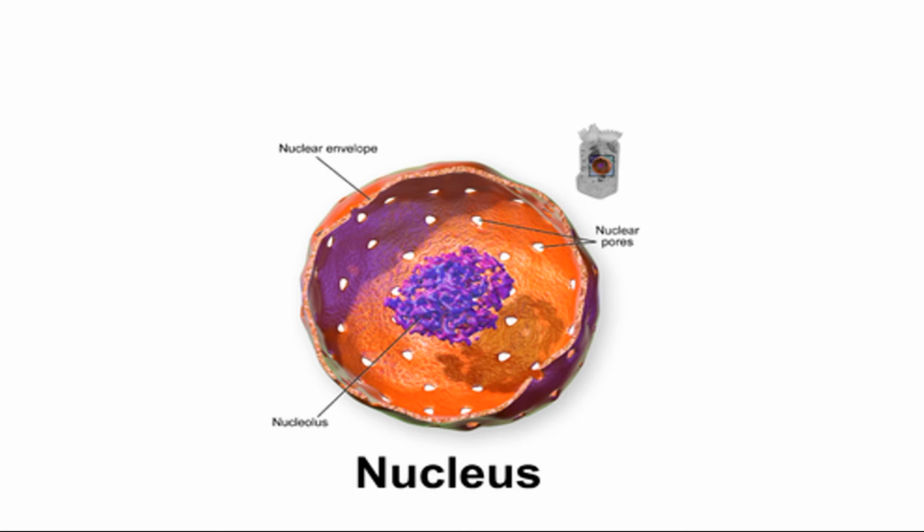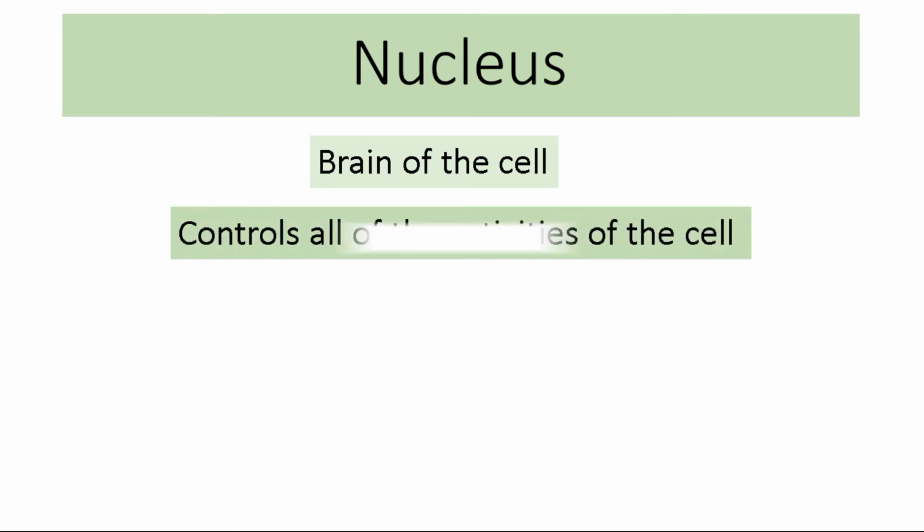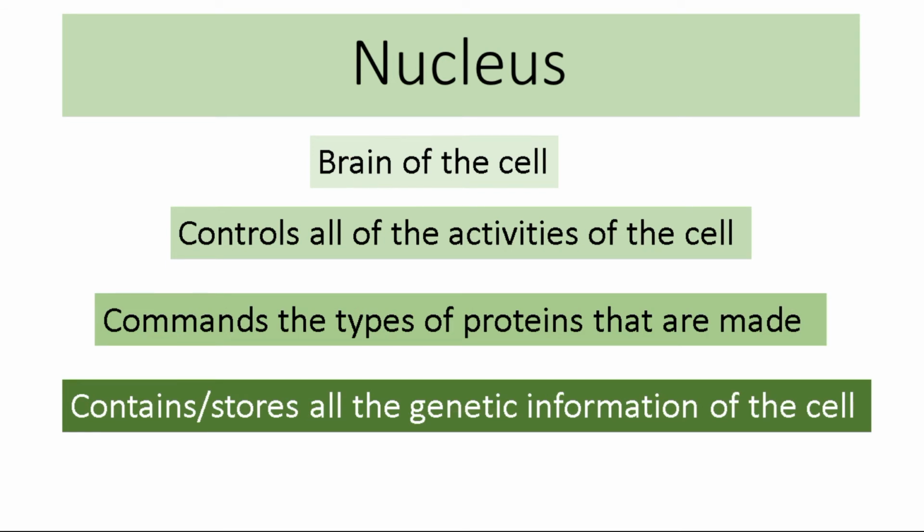Now, the nucleus is often referred to as the brain of the cell. And just like how our brains control what we do, the nucleus controls the activities of the cell. It is able to control the activities of the cell because the nucleus can command the type of proteins that are to be made by the cell. And the nucleus is able to command the type of protein because it contains or stores the genetic information that will tell the cell what type of proteins to make.